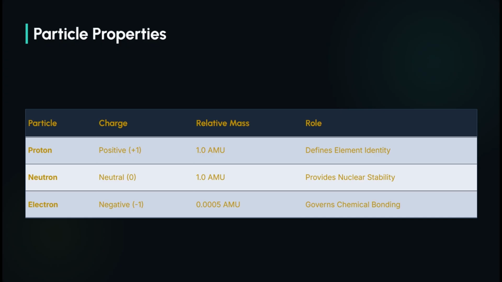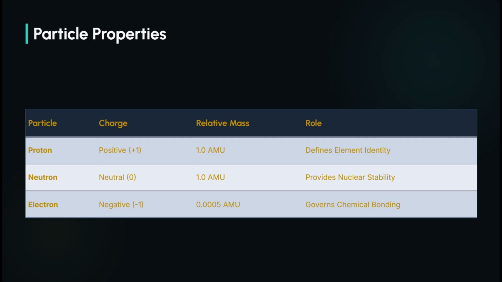Particle properties. So, the particles you will find in an atom are the protons, the neutrons, and the electrons. The charge for a proton is +1 or positive. Its relative mass is 1 AMU. You might be asking, what is an AMU? An AMU is an atomic mass unit, which is the unit we usually use to measure really small particles and subatomic particles. So its role is to define element identity.